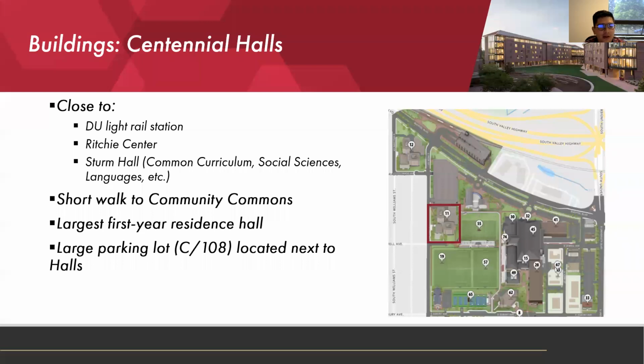And then it's also very close to Sturm Hall, which is one of the main common curricular buildings on campus. So students who are taking their writing classes, language classes, a lot of those core classes are housed in Sturm Hall. It's also a very short walk to the community commons, which is also where our centralized dining facility is located. Our largest of the first year communities houses around 600 students in the 2 towers.